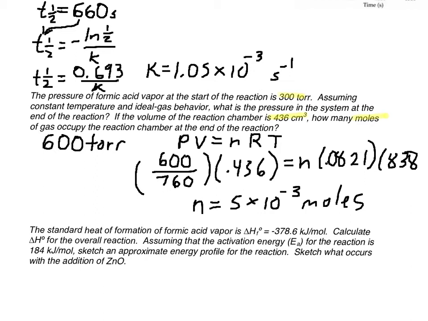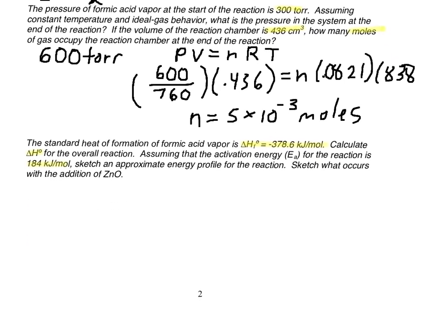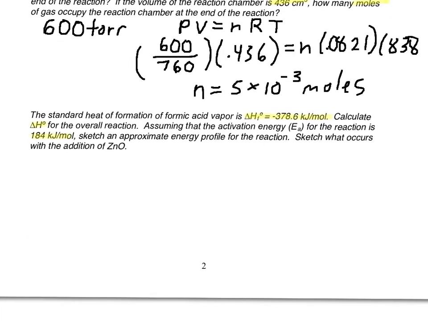And then our last question is going to be about enthalpy. It gives us the standard heat of formation of formic acid. It wants us to calculate delta H for our overall reaction. It gives us an assumed activation energy, and then it wants us to do a few little sketches. One thing we'd have to know to be able to do this is the delta H of formation for the other things in the reaction here, and so we'll have to look those up, I guess.